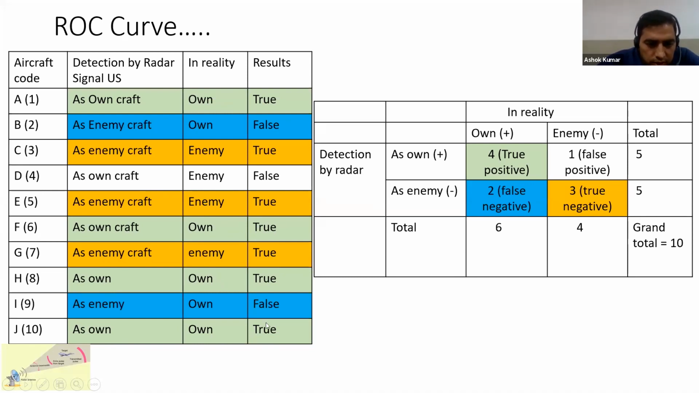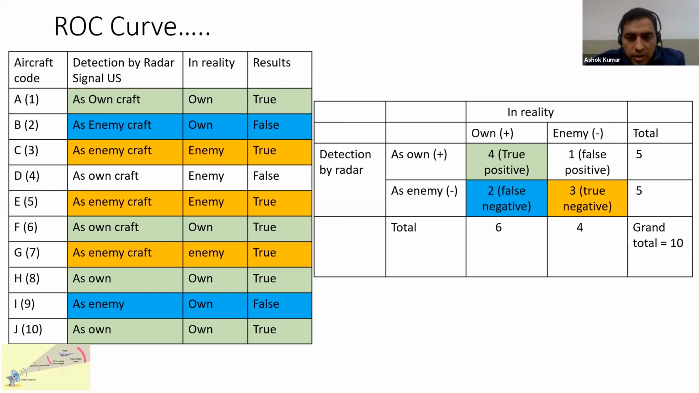And the 10th one is. So there are 4 out of 10. There are 4 ally craft. The detected is ally and in reality they are ally, then it's a true result. So it's called true positive results.